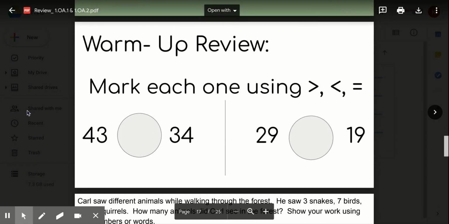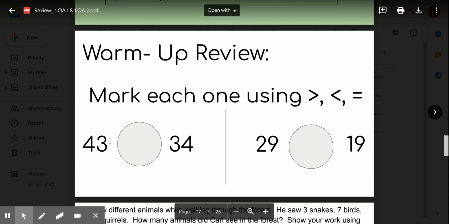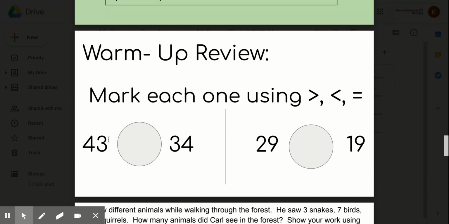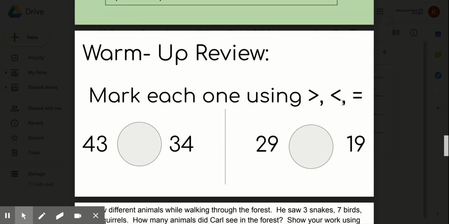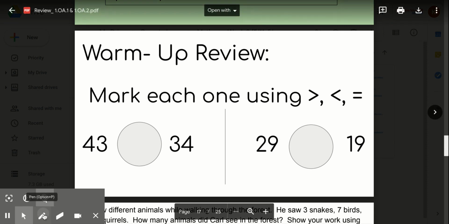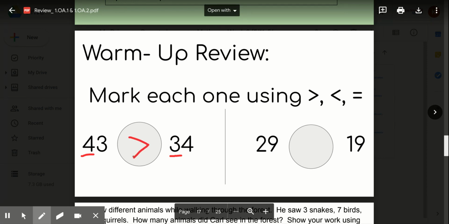First, we're going to get started with a less than, greater than, or equal to review. An easy way to remember this is that the alligator mouth eats the bigger number. So, first we have 43 and 34. They have the same numbers, but not in the same place. In the number 43, we have 4 tens, and the number 34, we have 3 tens. 4 is bigger than 3, so 43 is greater than 34. The alligator mouth is eating the bigger number.